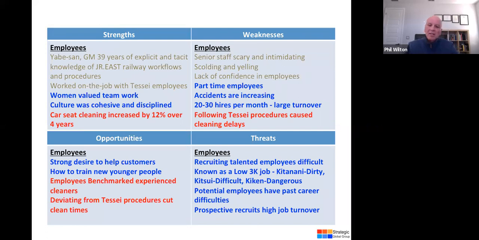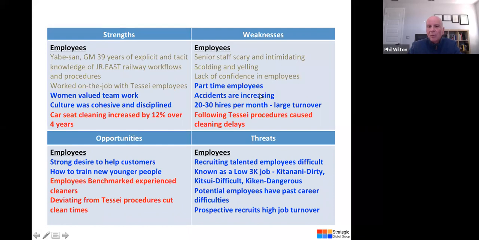Potential employees had past career difficulties, and because it was known as a low 3K job in Japan, those potential employees were people who had difficulties with their previous employers, or who could only get jobs like a low 3K job in Japan. And the prospective turnover for the jobs was high as well.